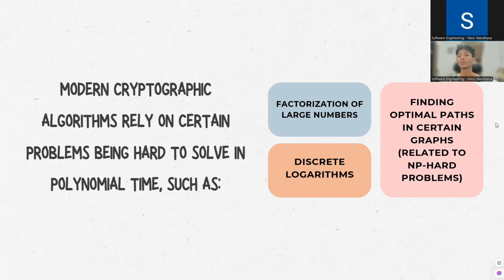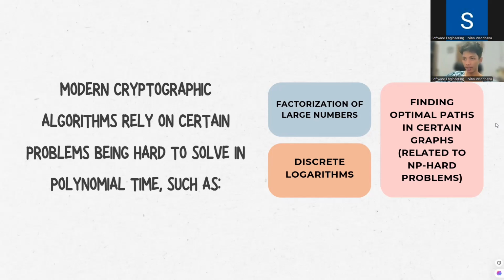Some of the critical problems used in cryptography include factorization of large numbers, where breaking RSA encryption involves factoring a large number into its prime components. While multiplying two prime numbers is easy, reversing the process, factoring, is computationally very challenging and hard.